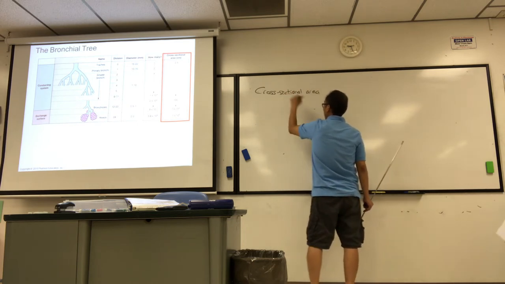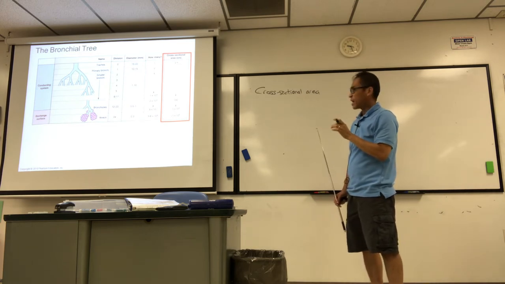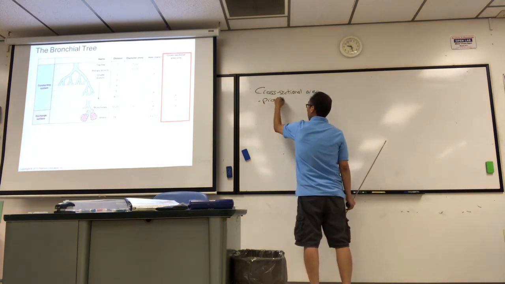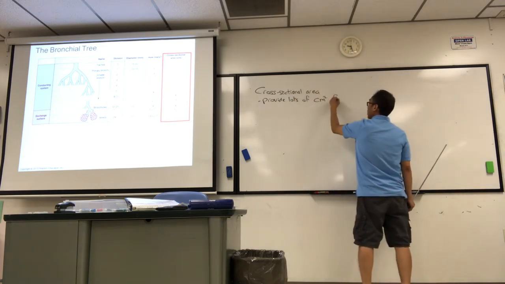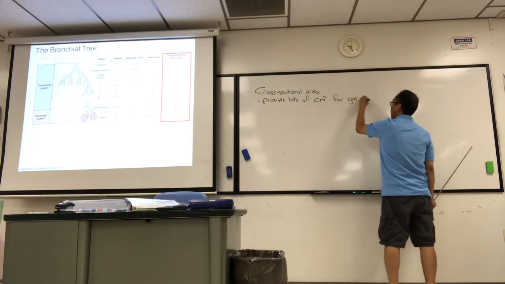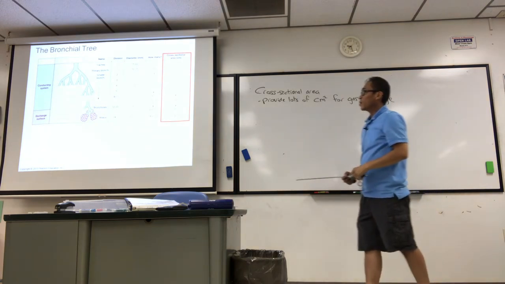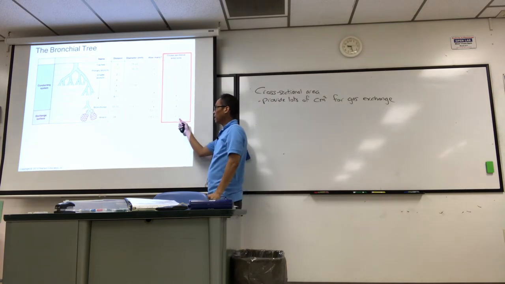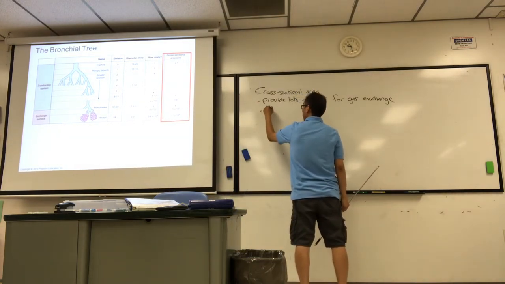The idea of cross-sectional area is you want to provide a lot of respiratory membrane for gas exchange. That's the goal. So we measure that in cm squared. When you start off with one airway, you only have one, so the cross-sectional area is not very much. But when you get down to the end there, we've got 600 million, you have over a million cross-sectional area. We get to alveoli.